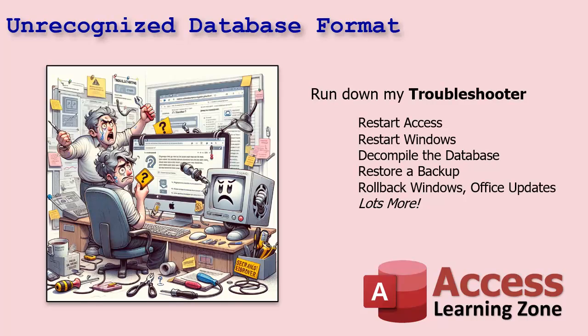I've got a lot of stuff in my troubleshooter on my website that covers steps you might not think of covering, but some of the weirdest things can help the database if you've got a problem. Restart Access, restart Windows, decompile the database. There's instructions for that on there. Restore one of your backups and see if that works. Roll back Windows updates and Office updates. Again, there's instructions for that in the troubleshooter. Okay, so check that out.